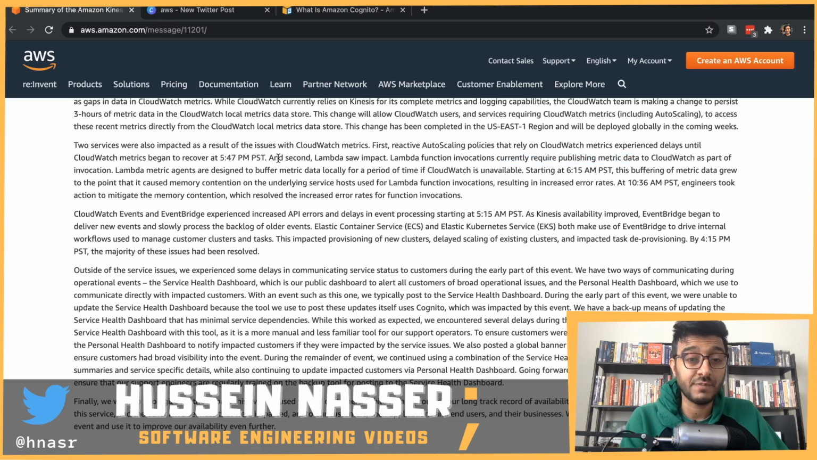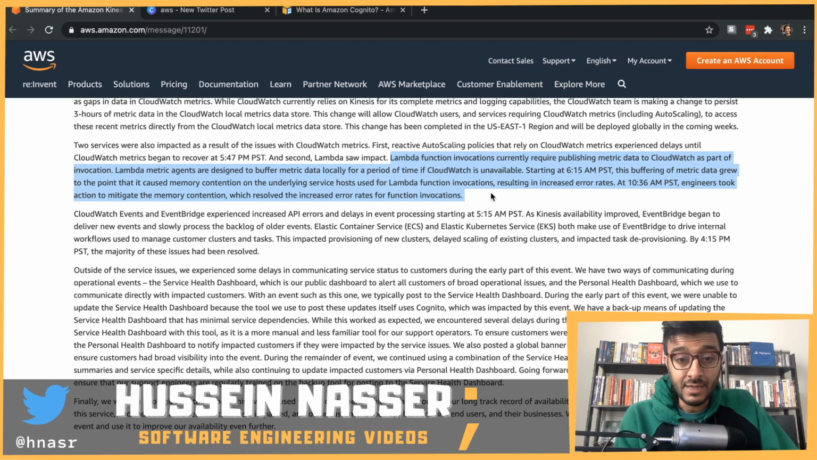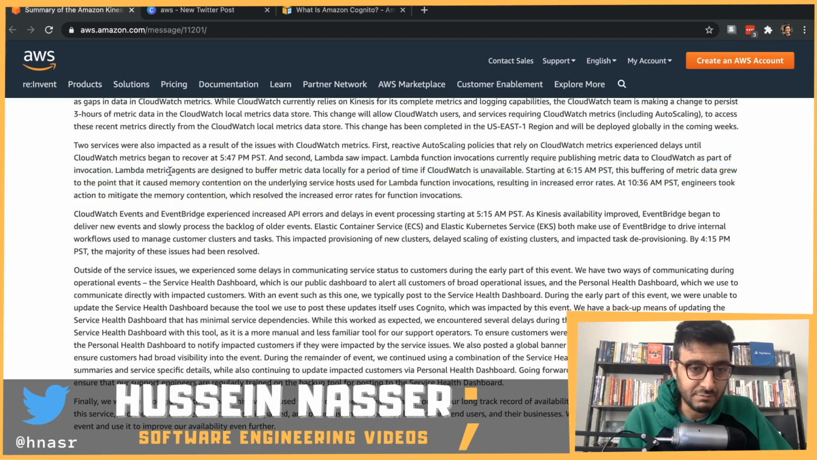Oh, this one is interesting. Let's see. And second, Lambda saw impact. Lambda functions, or the serverless functions. Lambda function invocations currently require publishing metric data to CloudWatch as part of the invocation. Lambda metrics agents are designed to buffer metrics data locally for a period of time if CloudWatch is unavailable. All right, that's the same thing we saw with Cognito. It's buffering stuff locally so that it can send it at a later time.